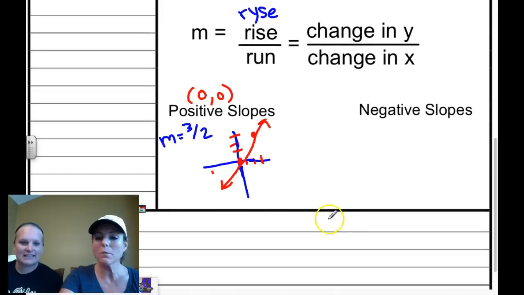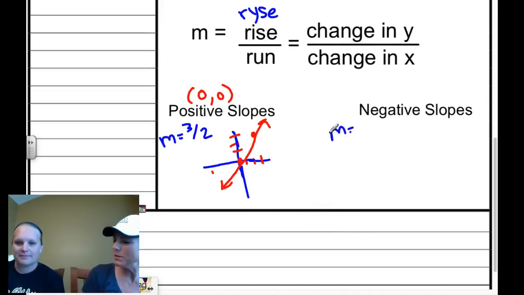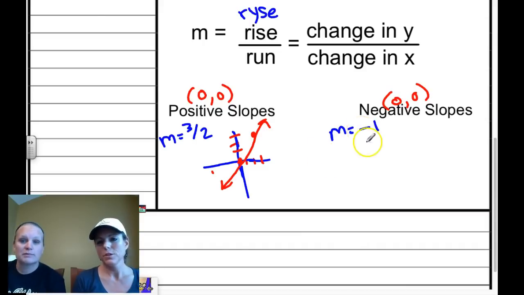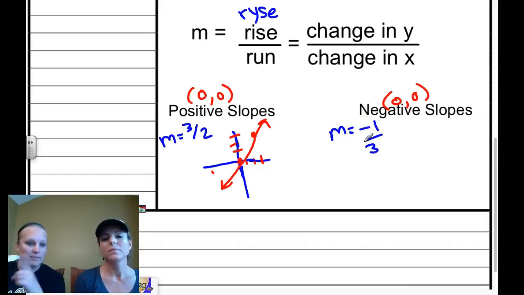All right. Now let's talk about negative slopes. So should we have our starting point be 0, 0 again? Okay. So I don't get confused. All right. 0, 0. And how about we use negative 1/3? All right. Doesn't matter where the negative goes? No, as long as you pick just one of the numbers to put the negative on.